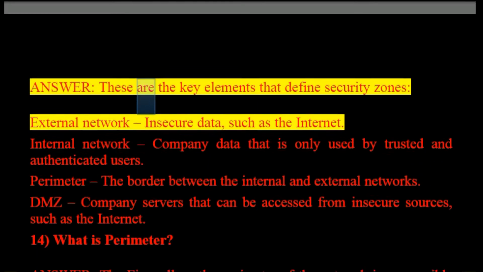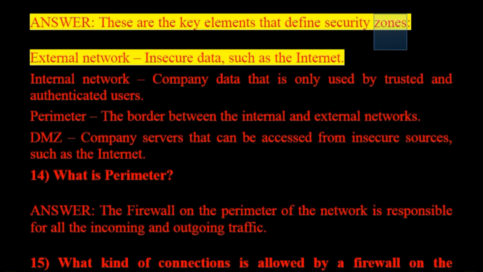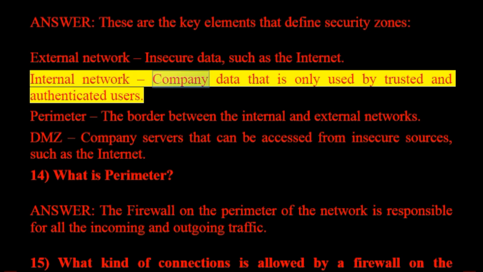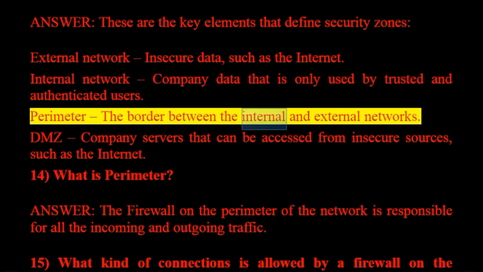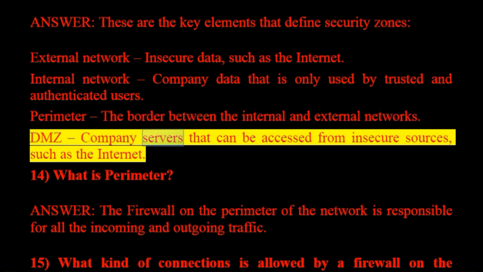Answer: These are the key elements that define security zones: External network, insecure data, such as the Internet. Internal network, company data that is only used by trusted and authenticated users. Perimeter, the border between the internal and external networks. DMZ, company servers that can be accessed from insecure sources, such as the Internet.